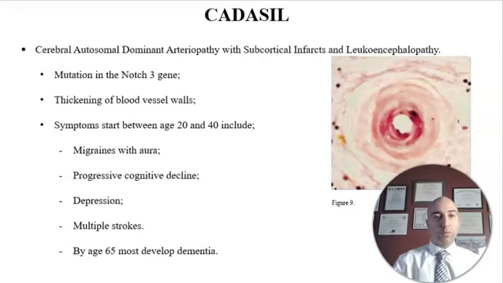Symptoms, which often begin between age 20 and 40, include migraine with aura, multiple strokes, progressive cognitive decline, and mental health issues like depression. Less common symptoms include seizure, vision problems, and Parkinsonism. By age 65, most individuals experience cognitive impairment or dementia.